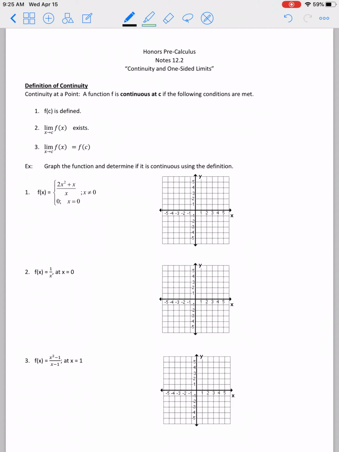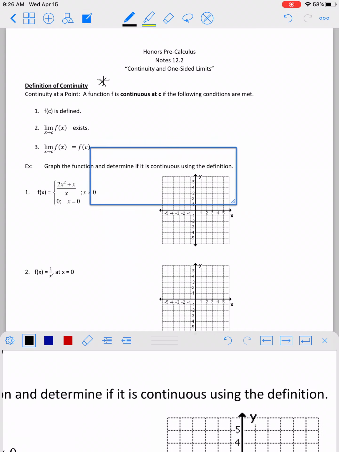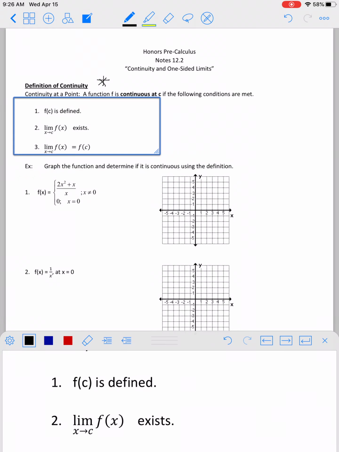This section is on continuity and evaluating limits to show that that condition is held. The definition of continuity, and I'm going to asterisk that right here, is huge. You're going to see that next year in calculus, and it's something that's a fundamental. So here are the three conditions. You're choosing a value C where you want to check continuity. And this part right here means that f of C is defined.